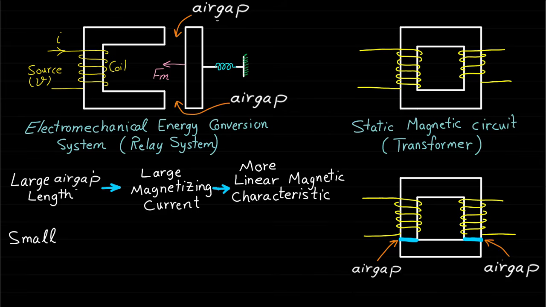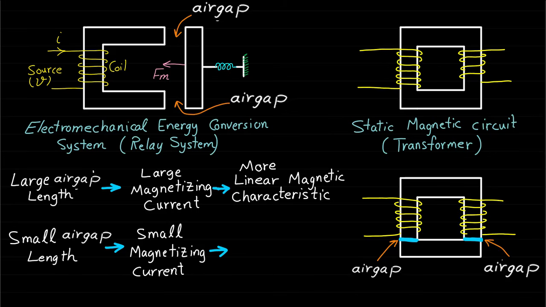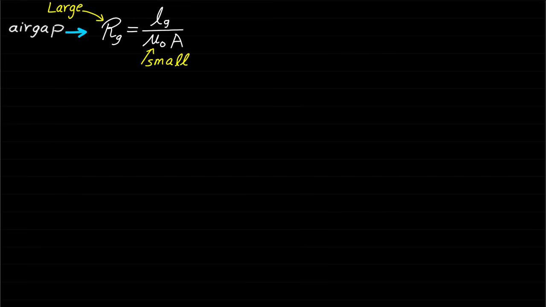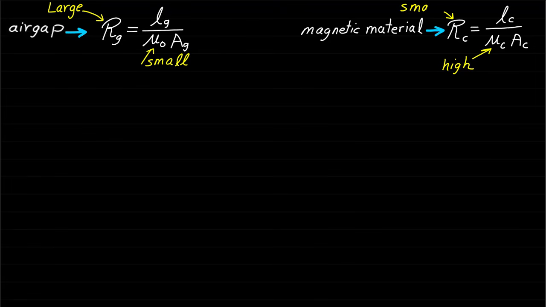A system with a small air gap requires a smaller magnetizing current and has more non-linear magnetic characteristics. Let's explain this concept with a little more detail. In general, the air gap has large reluctance because it has very small permeability mu0, while the magnetic material or magnetic core has a small reluctance because it has high permeability mu-c.